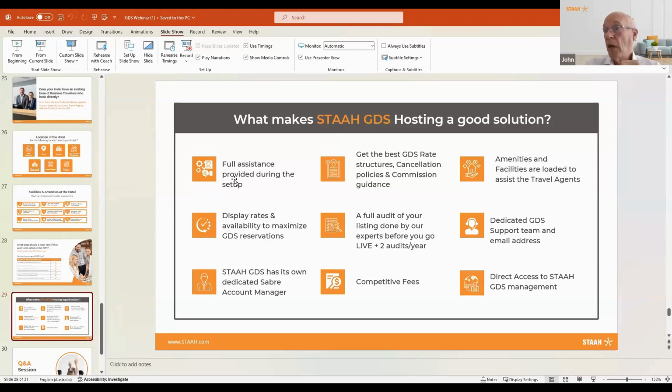The fees we charge for this GDS service, we believe, are competitive. It's not appropriate here today to share commercials because they do get negotiated and move around, but they are competitive. You also have direct access to the STAAH GDS management, which is myself and a director I report to. You have access to us. You're not going to die wondering. You can ask us questions via phone, Skype, emails.